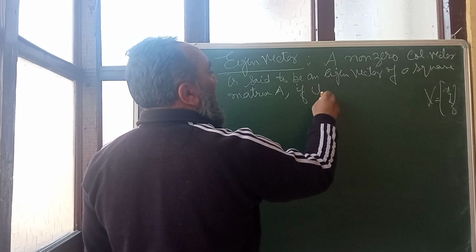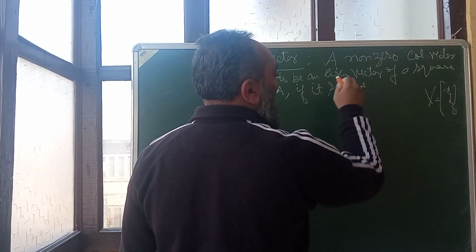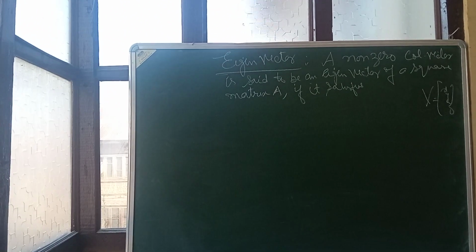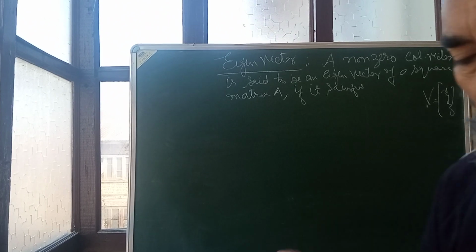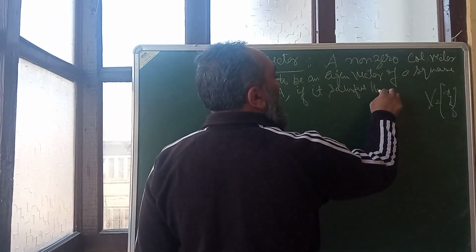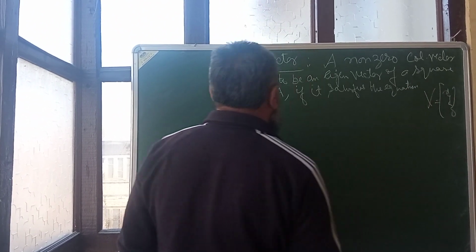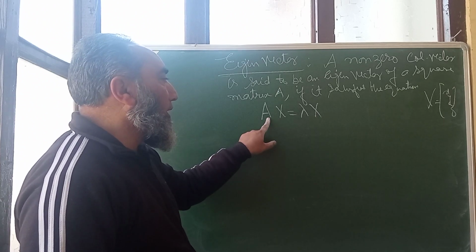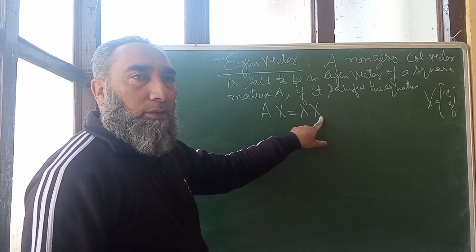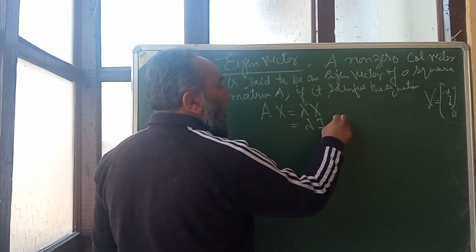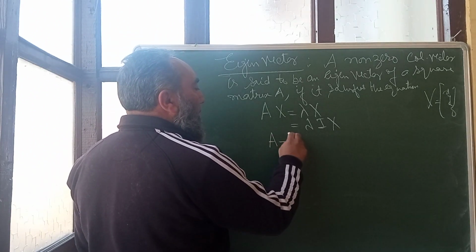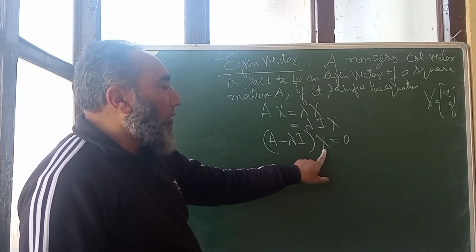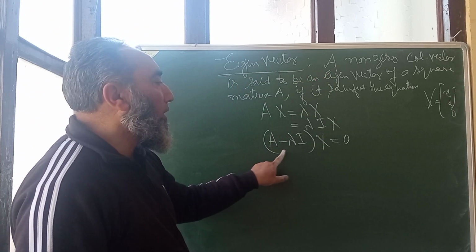if it satisfies the equation Ax equal to lambda x. If a column vector x is such that it satisfies the equation Ax equal to lambda x, then x is known as the eigenvector. Or Ax equal to lambda I into x, because you know I into x is x. Or A minus lambda I into x is equal to 0. So a non-zero column vector x is said to be an eigenvector of a square matrix A if it satisfies this equation, A minus lambda I into x equal to 0.